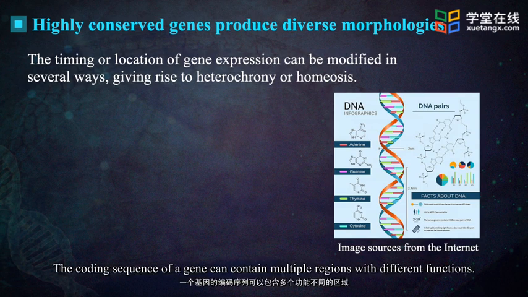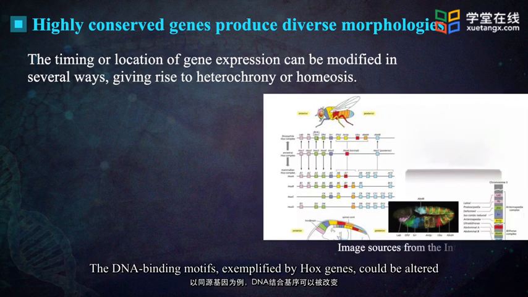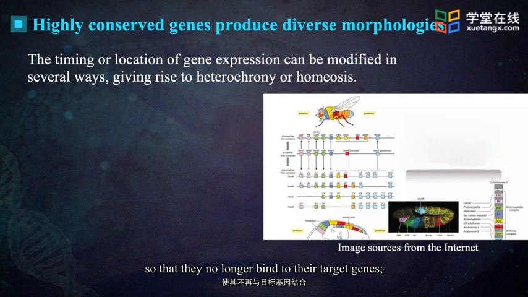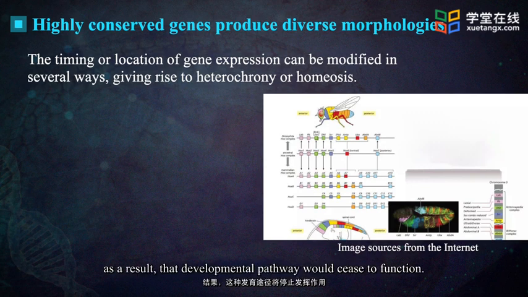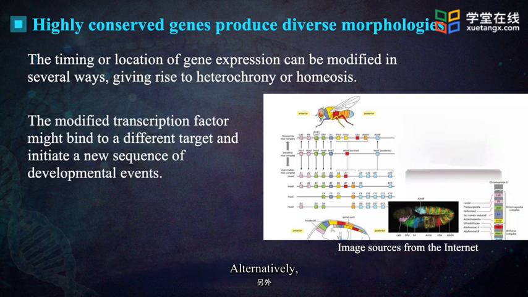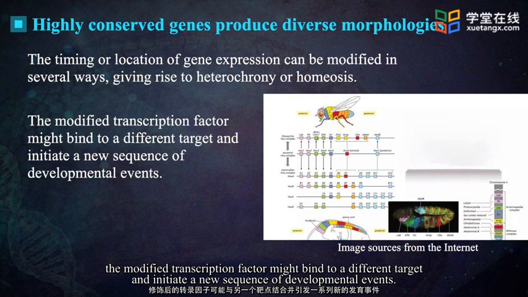The coding sequence of a gene can contain multiple regions with different functions. The DNA binding motifs exemplified by Hox genes could be altered so that they no longer bind to their target genes. As a result, that developmental pathway would cease to function. Alternatively, the modified transcription factor might bind to a different target and initiate a new sequence of developmental events.